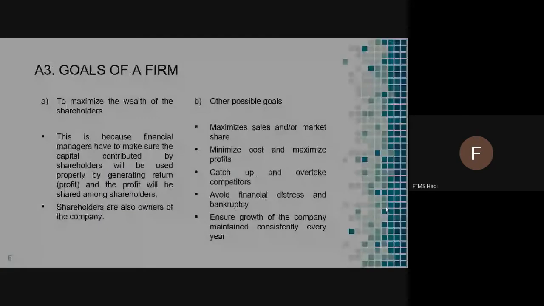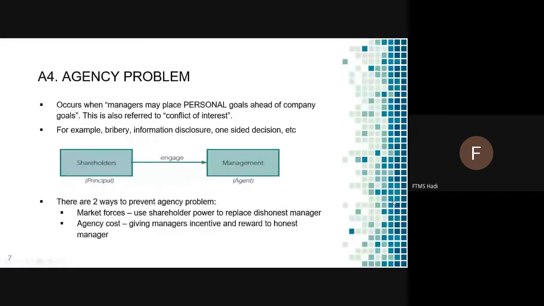Agency problem occurs when a manager may place personal goals ahead of company goals. So we are saying that the manager will use their own power ahead of the company's interest. This is referred to as conflict of interest. For example, bribery, in Malay we call rasuah, information disclosure, that means revealing all the confidential information, and one-sided decisions, that means the decision is not based on the case, such as favoritism and so on.